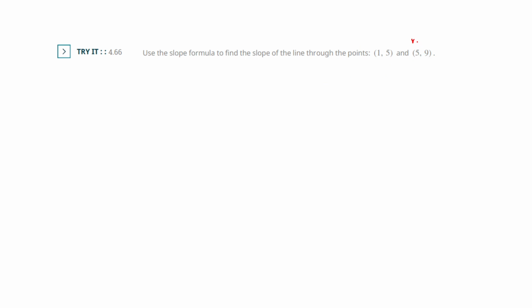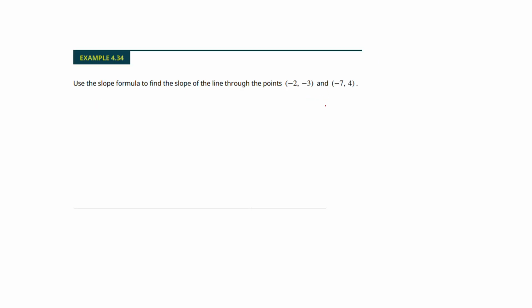So x2, y2, x1, y1. That's supposed to be an x. Okay. So you'll get this formula down really quickly if you don't already know it. So my y2, so y's are on top. 9 minus 5 over 5 minus 1. So they keep doing the same thing. So I get 4 over 4, which again is 1.